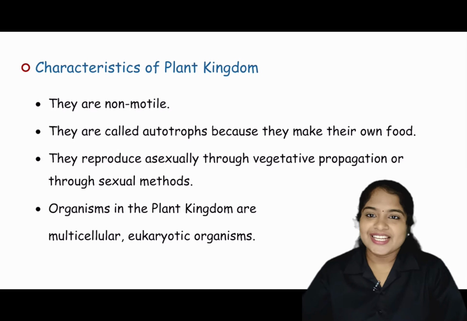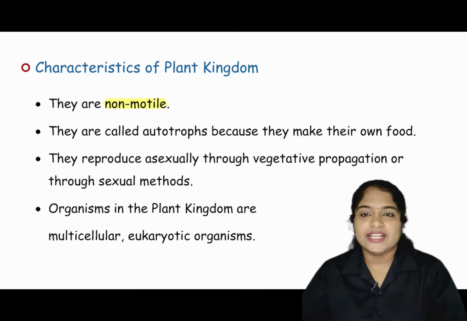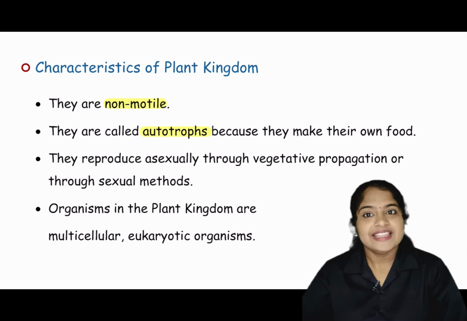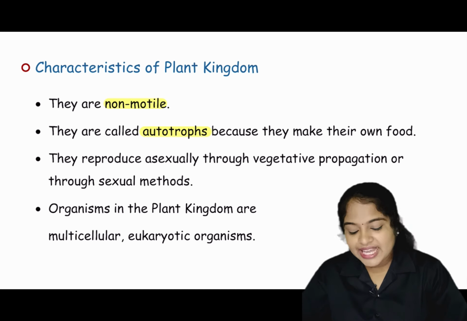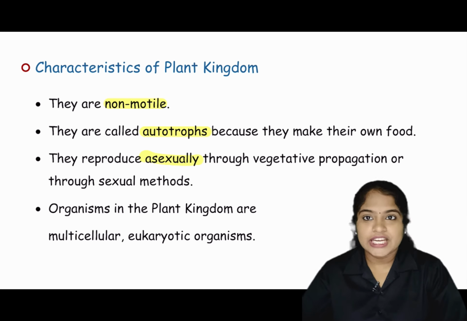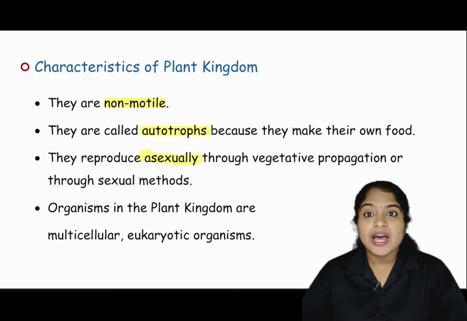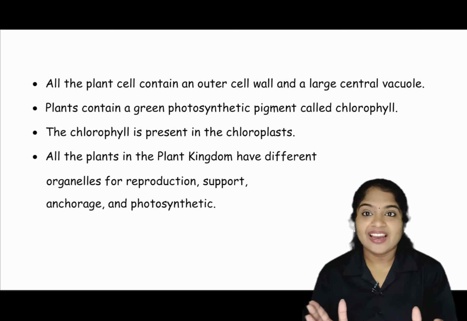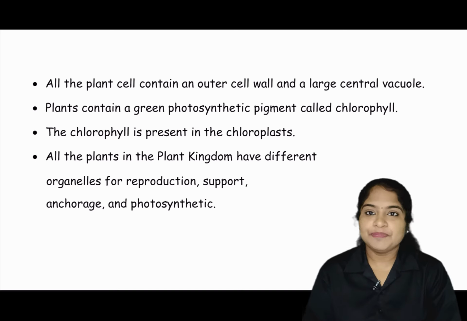Now let us see the characteristics of the plant kingdom. They are non-motile. So plants are non-motile, they cannot move. They are also called autotrophs because they prepare their own food. They can reproduce asexually through vegetative propagation and they reproduce sexually also. Organisms in the plant kingdom are multicellular as well as eukaryotic. All the plant cells contain an outer cell wall and an inner large, centrally placed vacuole. These plants are green in color because of the presence of a pigment called chlorophyll, and this chlorophyll is present in the chloroplast.